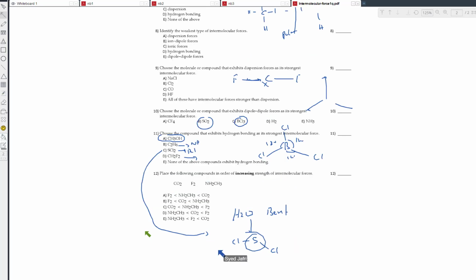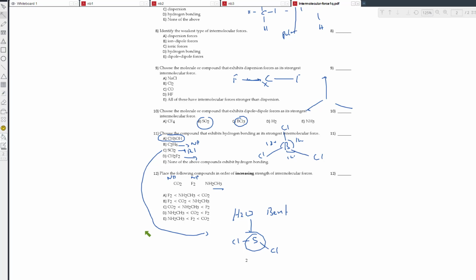Now let's do the 12th question. Place the following compounds in order of increasing strength of intermolecular force. So this is identifying the intermolecular force. It's always better to first identify polar, non-polar, or ionic, so that makes your job easy. CO2, I remember, is linear and non-polar, right? What about F2? F2 would be non-polar, right? And then NH2CH3. Is this H3?